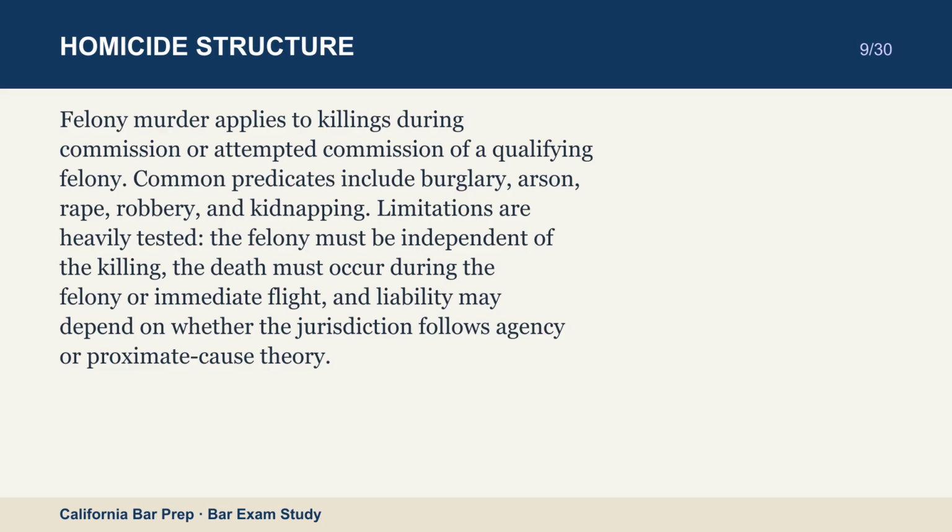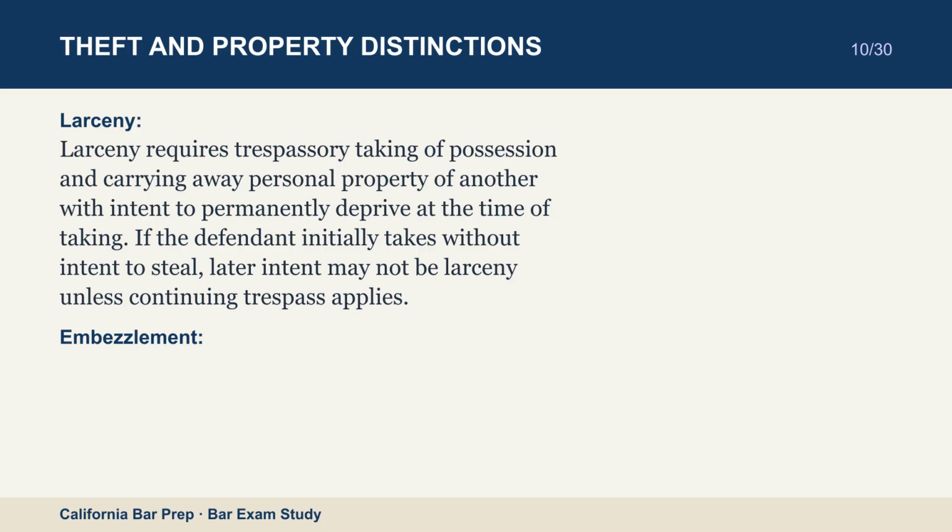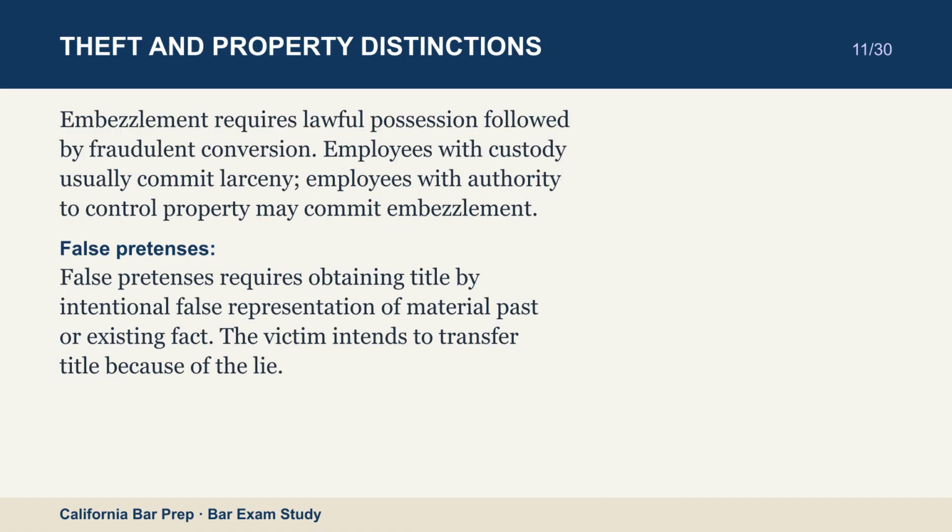Larceny. Larceny requires trespassery taking of possession and carrying away personal property of another with intent to permanently deprive at the time of taking. If the defendant initially takes without intent to steal, later intent may not be larceny unless continuing trespass applies. Embezzlement. Embezzlement requires lawful possession followed by fraudulent conversion. Employees with custody usually commit larceny. Employees with authority to control property may commit embezzlement.